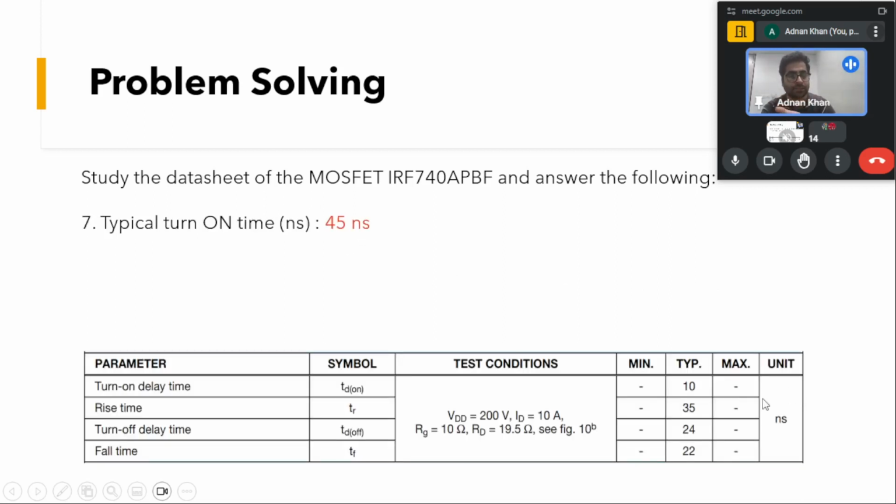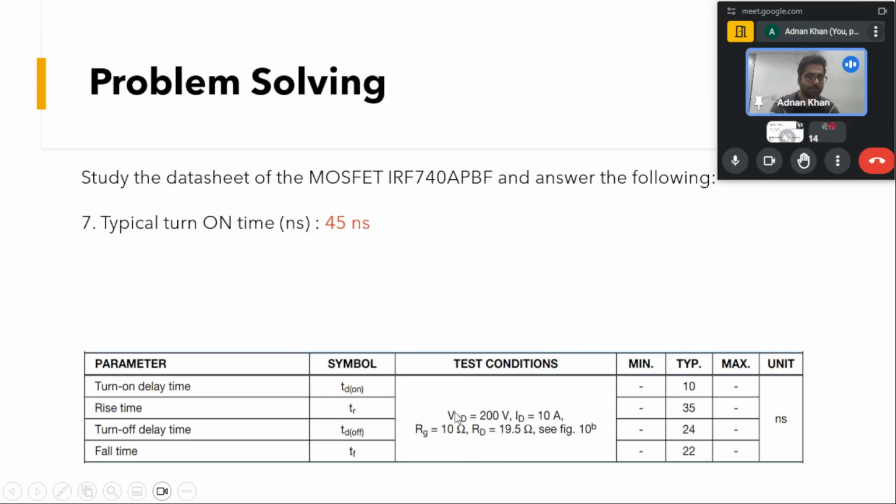But these conditions are valid only for the given test conditions, where our gate resistance RG is 10 ohms, and RD and so on. You will subsequently see during the gate driver design that if we change the gate driver resistance, our turn on time will change. These conditions are true only when these test conditions are satisfied, then our turn on time will be around 45 nanoseconds.